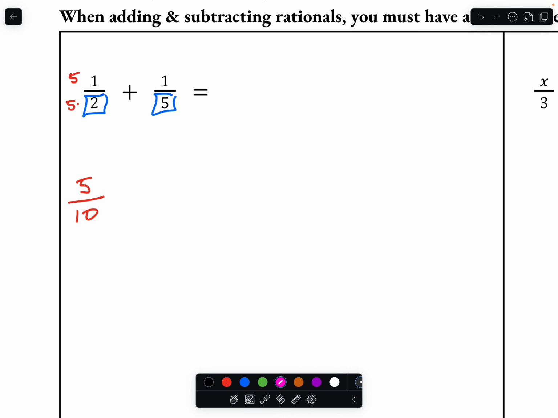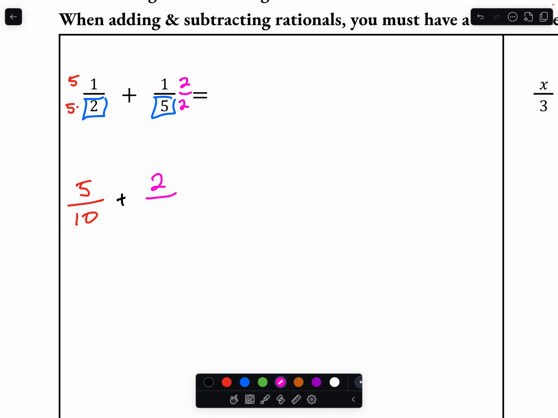And on the right-hand side, if I multiply by 2 on the top and the bottom, technically I'm just multiplying by 2 over 2, which is 1. What I'm going to be adding is 2 times 1 is 2, 2 times 5 is 10, and there you go. Now I have both denominators the same. I've got a 10 here and a 10 here, which means I can just add up the numerators. So I've got 7/10. So 1/2 plus 1/5 is actually 7/10.